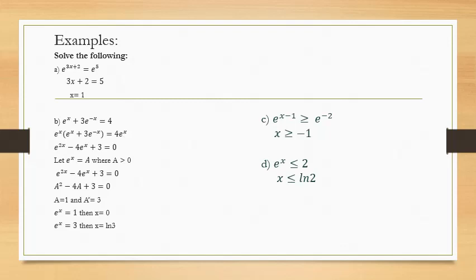Part C, e to the power x minus 1 greater than or equal to e to the power negative 2. We have the same base e, then take the powers. x minus 1 is greater than or equal to negative 2, then x is greater than or equal to negative 1. e to the power x is less than or equal to 2, we can take ln on both sides, then we have x less than or equal to ln 2.